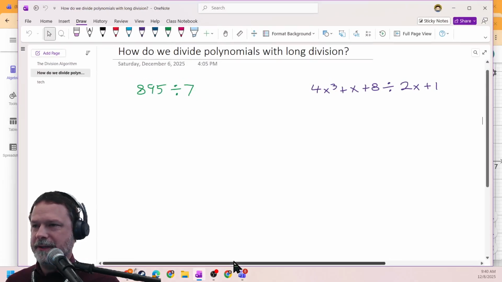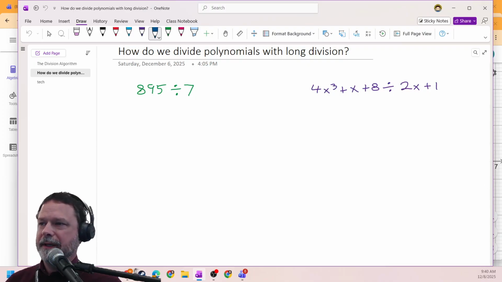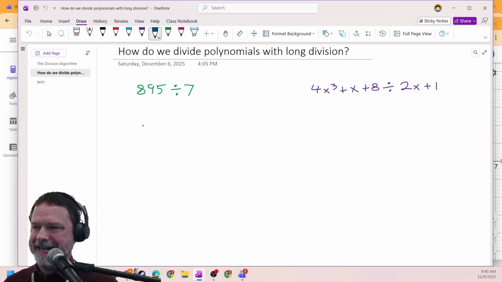We're going to start talking about long division with polynomials. So what I've got here are two problems. One is regular long division, and one is long division with polynomials. I'm going to do both, and hopefully you will be able to see some similarities between these guys.